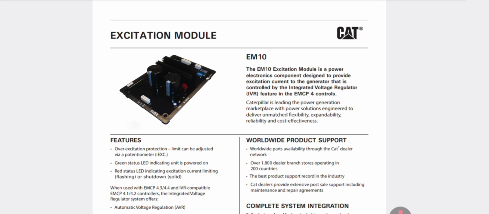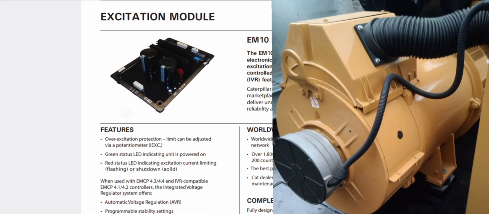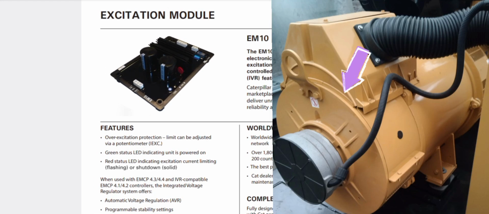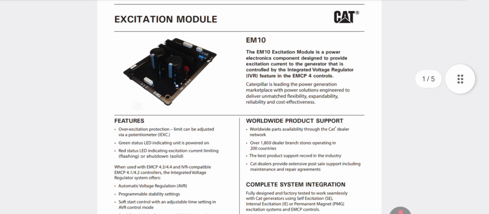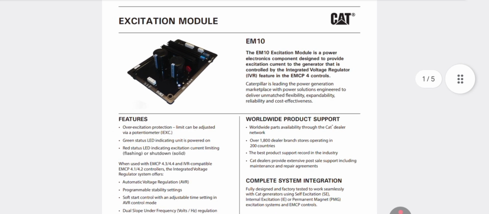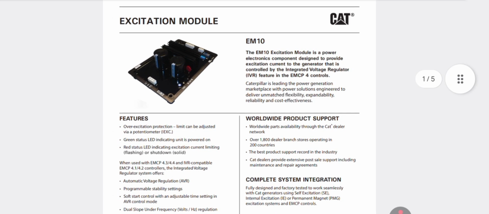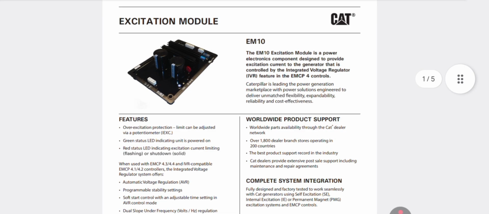Today we are going to talk about the Caterpillar EM10. This means excitation modules. It's used in a Caterpillar C15 model, C18 model, and most of the time this module comes in a permanent magnet generator excitation system. Okay. Today we are going to explain the wiring connection and diagram of the EM10 excitation module.